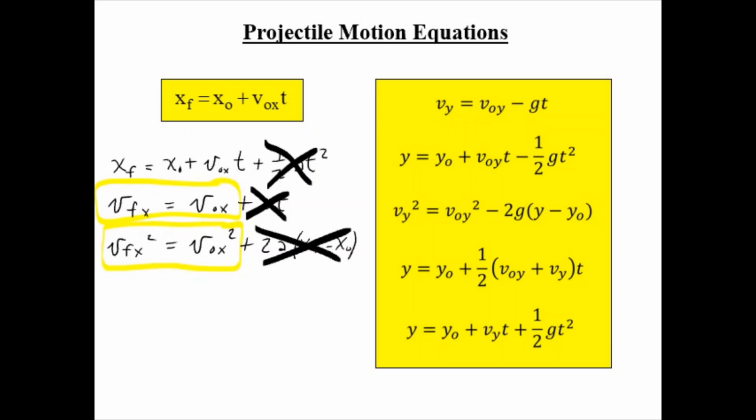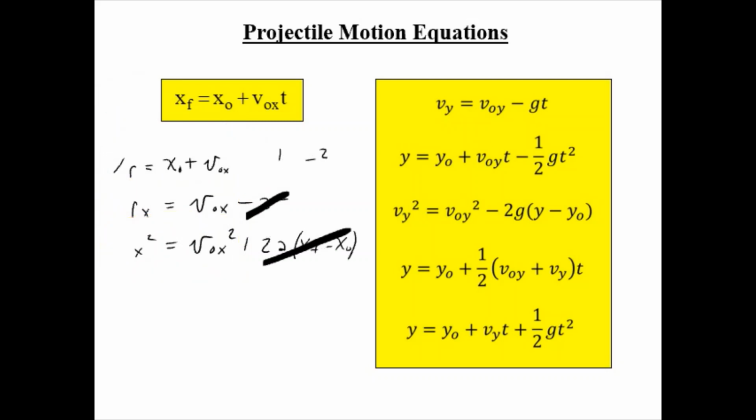No surprise. And that leaves us pretty much with one fairly simple equation, that x final equals x original plus v0x times t. So when we do projectile motion, the equations for the x direction are pretty simple because it's just this one. So you really can't go wrong picking the equation for the x direction. That's what it's going to be. So it's kind of like a no-brainer in the x direction, right?